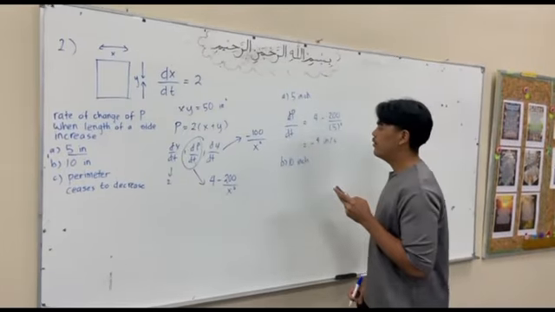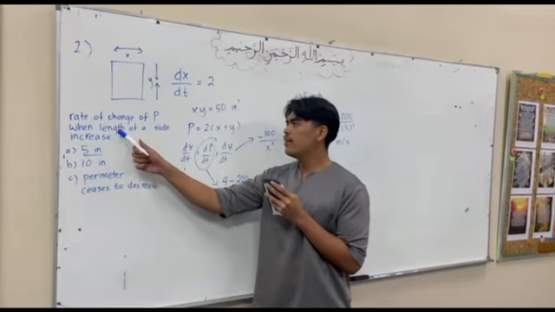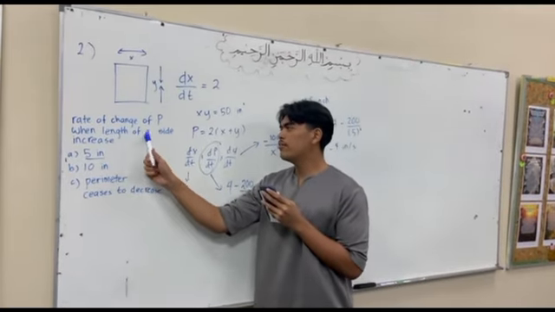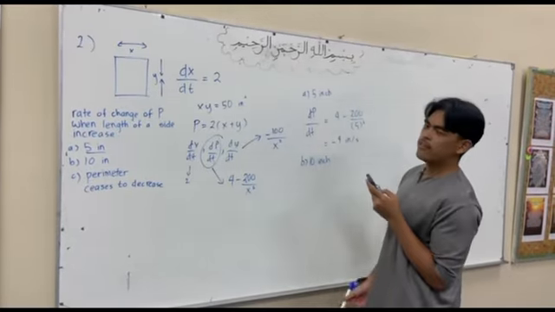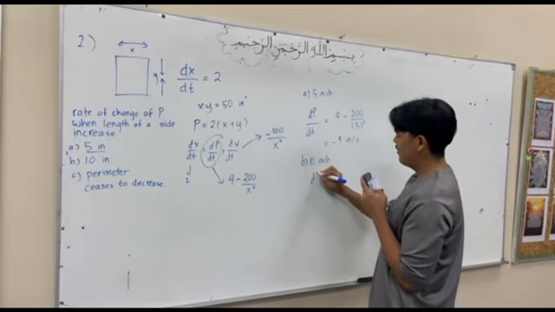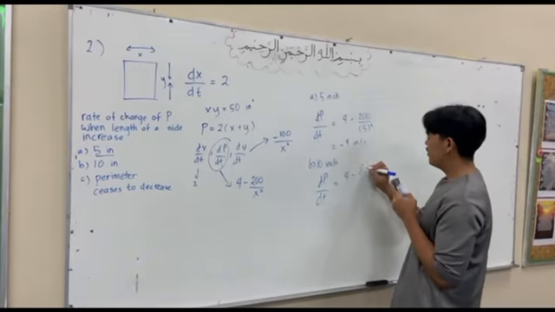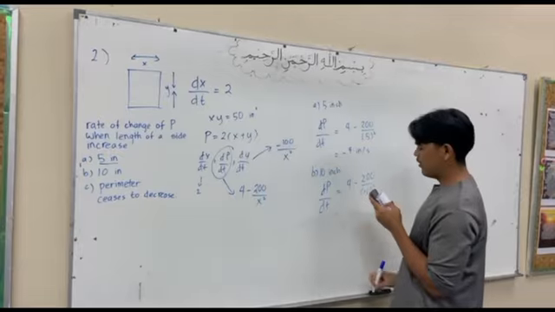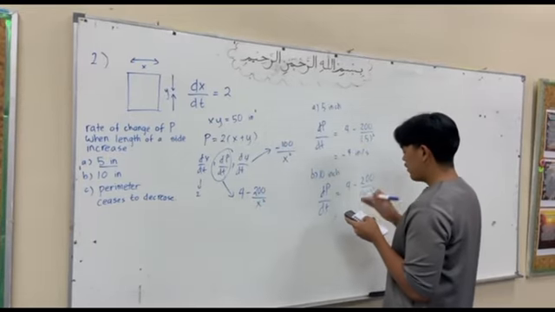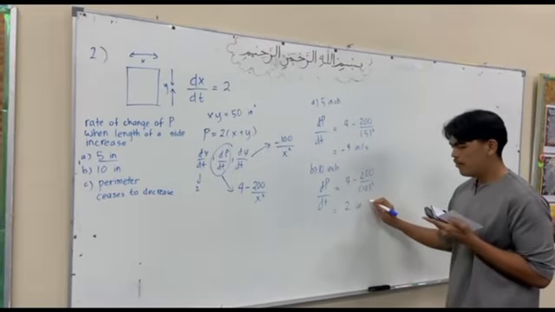Alright. So question B asks for the rate of change of P when the length of the side increases to 10 inches. So just do it the same method. Then we got 2 inches per second.